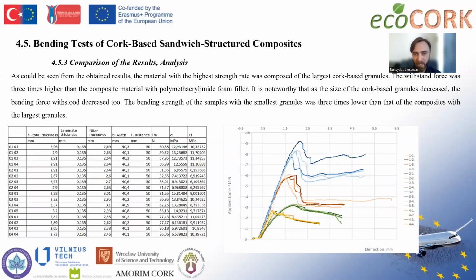And if we compare the bending results, we can see in the graph on the right that cork material was performing much better than the foam. And also we can conclude that depending on the grain size, we can have very different bending results. For your reference, the foam material is represented by the yellow line in the bottom, and you can see its characteristics were the poorest.